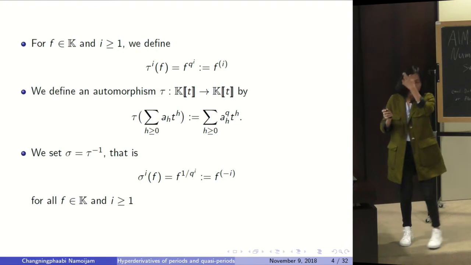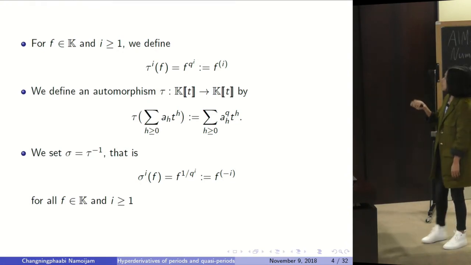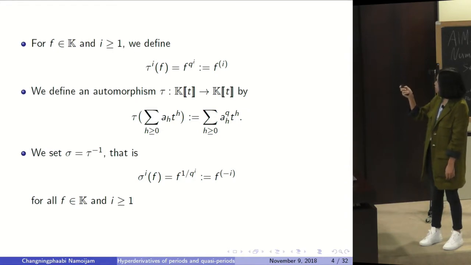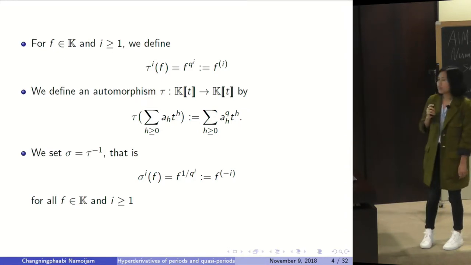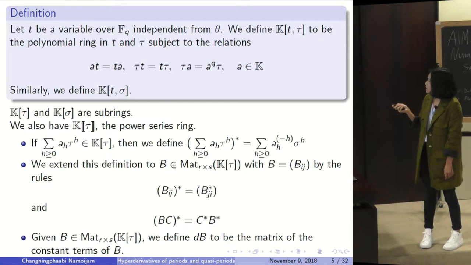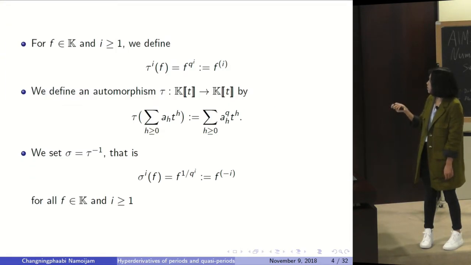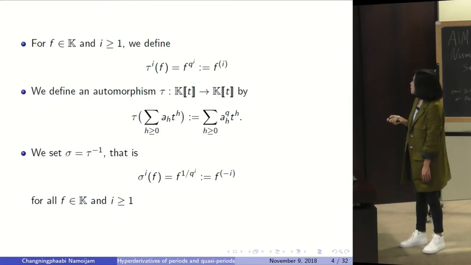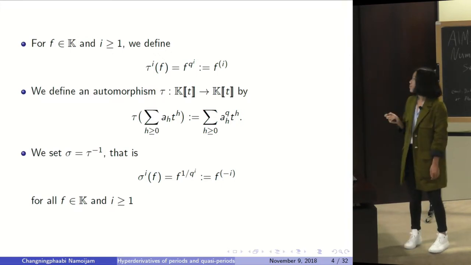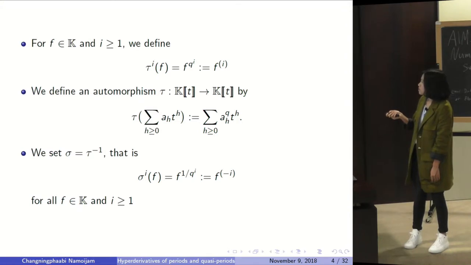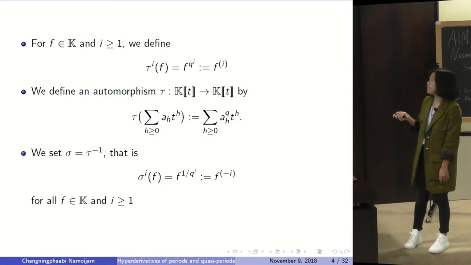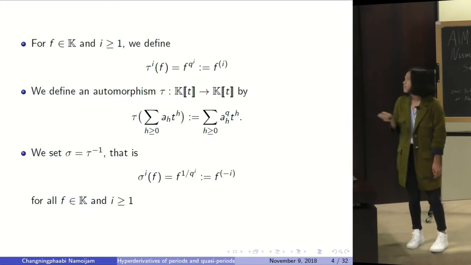Okay, so for an element f of K, I take the Frobenius automorphism, tau, which acts on f by f to the power q. Then I define an automorphism on power series with coefficients in K by tau acting on the coefficients. Sigma will be the inverse of tau, which acts on f by f to the power 1 over q.